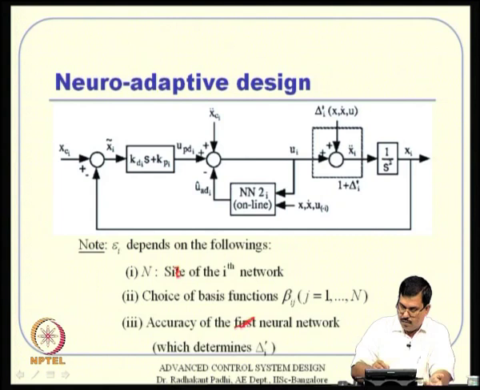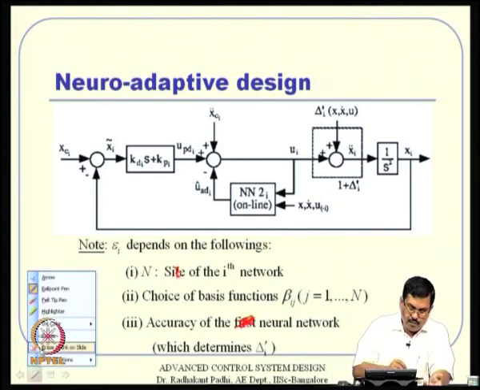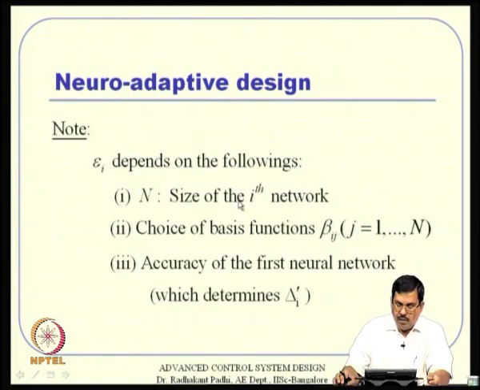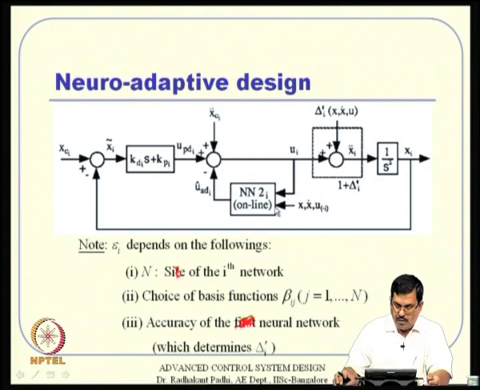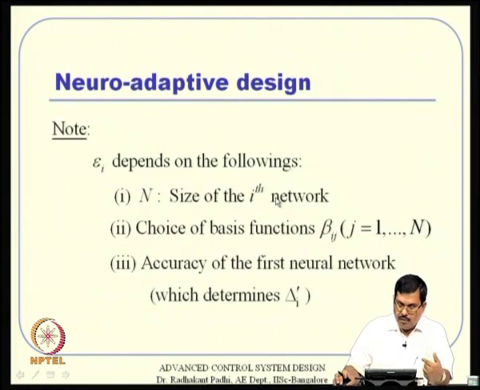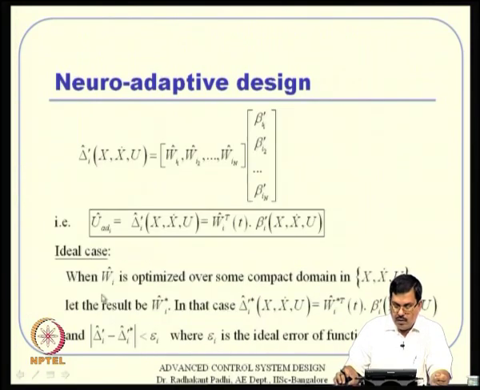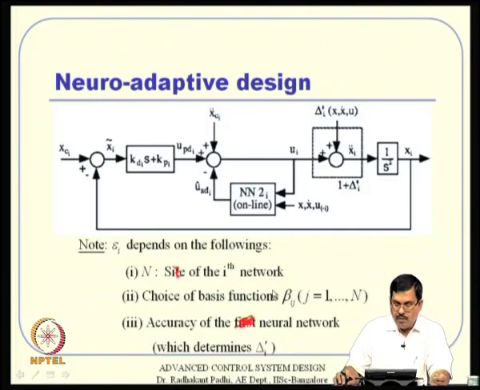The third essentially depends on the first two anyway, so the first two are primary: the size of the network and the choice of the basis function. That will ultimately dictate how accurate the neural network is. So be careful while selecting the basis function, that is the message. This epsilon I that we are talking about, the error between the two, depends on the size of the ith network and the choice of the basis functions.